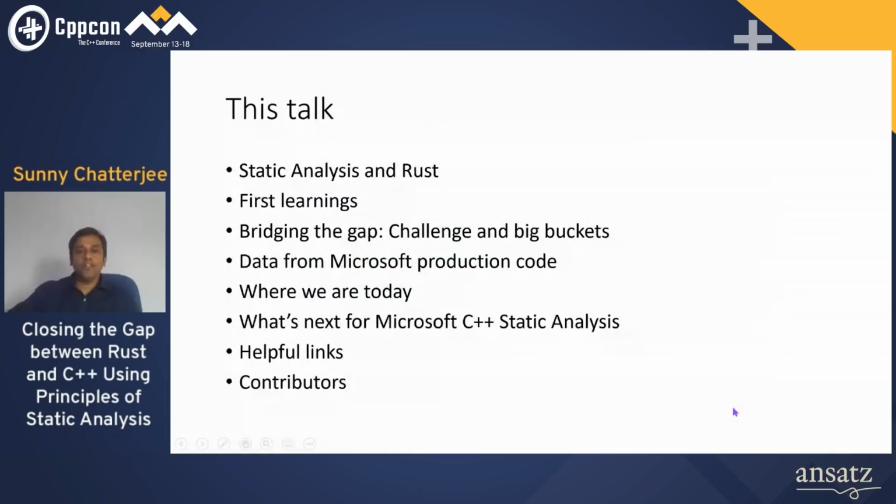So in this talk, I'm going to be talking about static analysis in Rust. I'll share my first learnings on Rust. Then I'll share the challenges of bridging the gap between the two languages. I'll talk about the data from Microsoft production code. We have been using static analysis in Microsoft production software for a number of years. It's used to analyze millions of lines of code. So it's always fun to talk about some of the bugs that we see in production. Next, I'll cover where we are today in terms of our tooling and what's next for the Microsoft C++ static analysis. In the end, I leave you with some helpful links that you can refer back to after my talk to dig deeper into any of these topics.